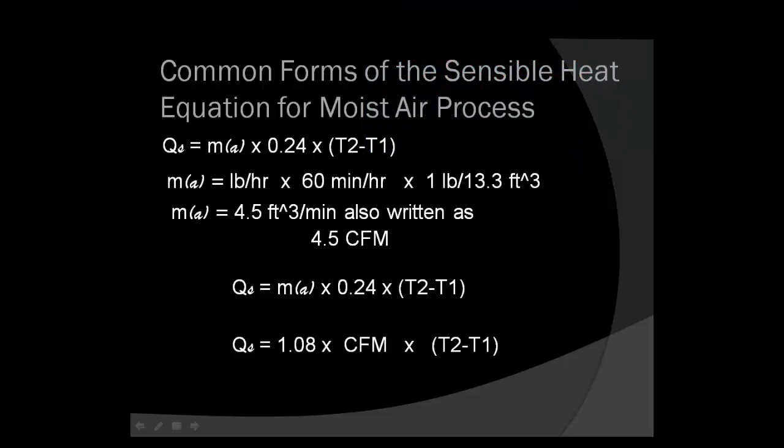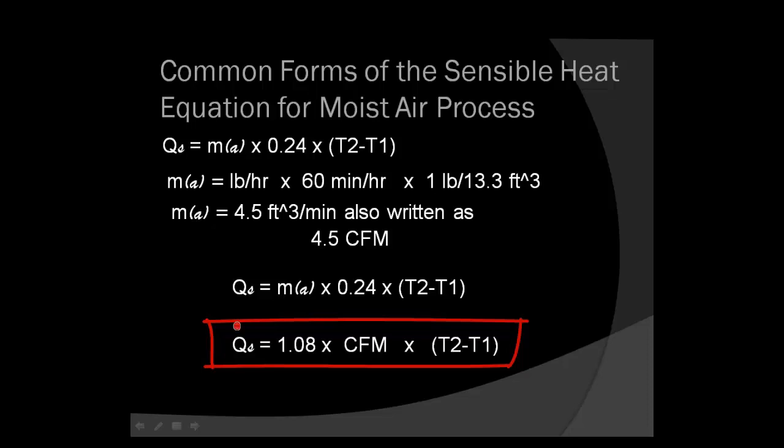And now, substituting into the sensible heat equation, we arrive at the familiar and very useful equation for sensible change of air as Q sub S is equal to 1.08 times CFM times delta T. We will put a dot over the Q to represent that this is an airflow rate and not a mass volume.